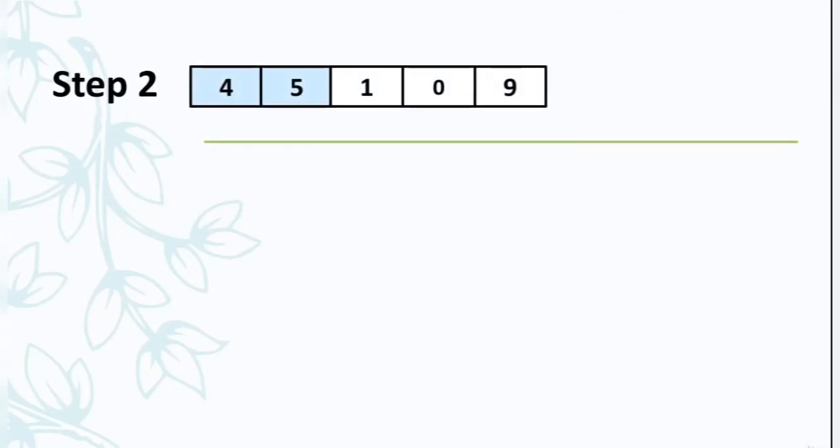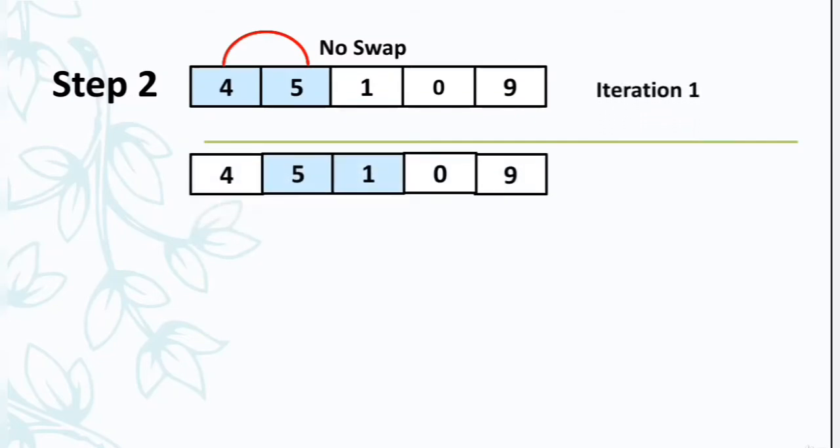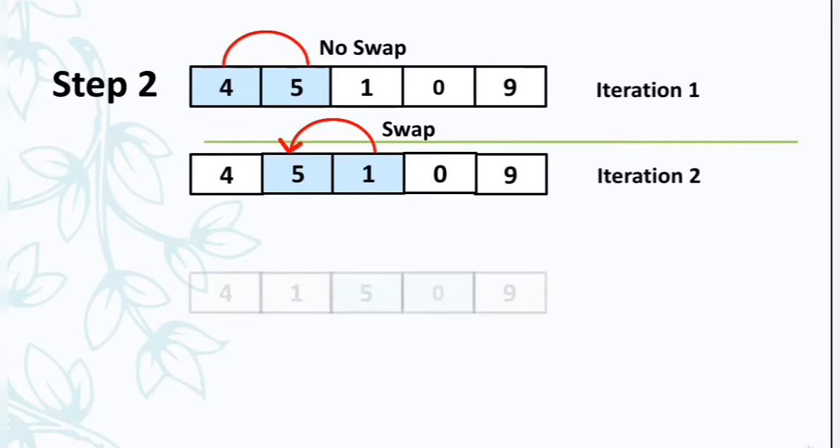In this case we have this array, which was our last array in the last slide. So again we need to compare the elements at 0 and first position, that is 4 and 5. As 5 is greater than 4, there is no need to swap. So this is the first iteration. Again, in the second case, we compare the elements at first and second position. Here, as 1 is smaller than 5, we need to swap the elements. And this is the second iteration.